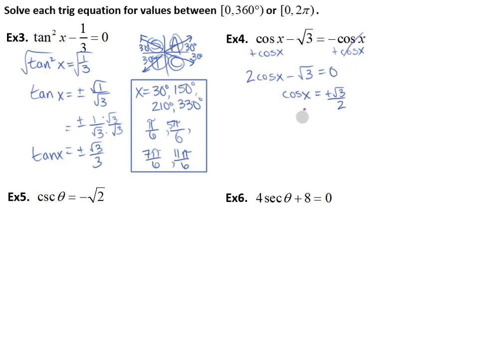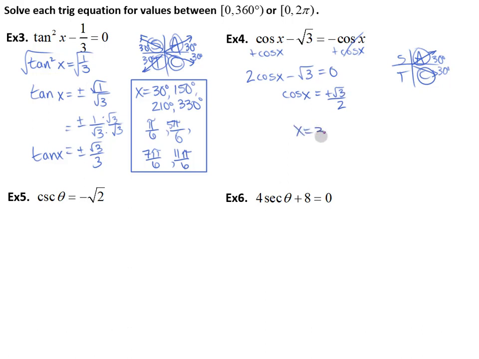So where's cosine positive root 3 over 2? Cosine being on the left if I'm using my hand trick. Well, first of all, where's cosine positive? It's positive in quadrant 1 and quadrant 4. And for root 3 over 2, I need to leave 3 fingers up on the left, which means I need to put my ring finger down. And that corresponds to 30 degrees. 30 degrees away in each quadrant.